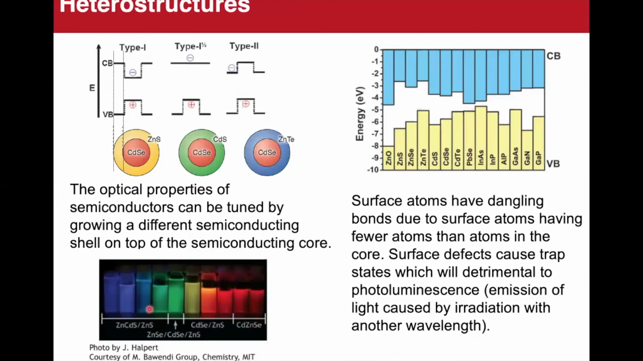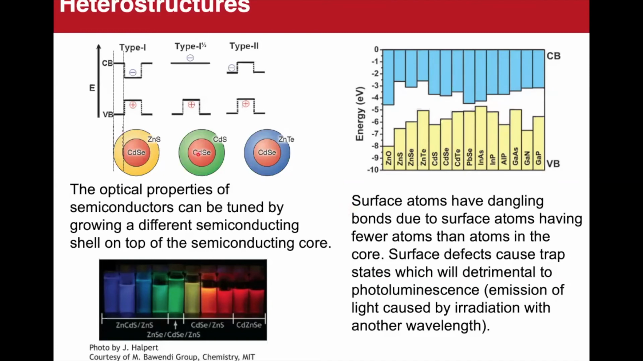So that was for cadmium selenide. We can form more complicated heterostructures, as you can see here, in which cadmium selenide can be coated with zinc sulfide, cadmium sulfide, zinc telluride. And you can see here, this affects how the valence band lines up with the conduction band. And why would we want to do this? Well, we want higher efficiency and quantum yield.